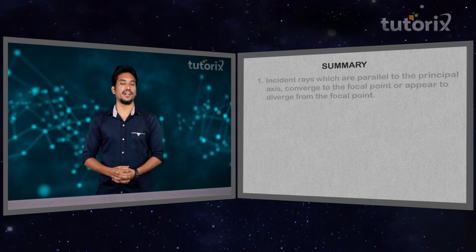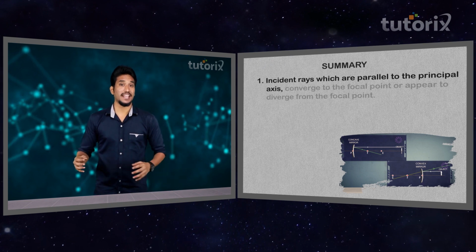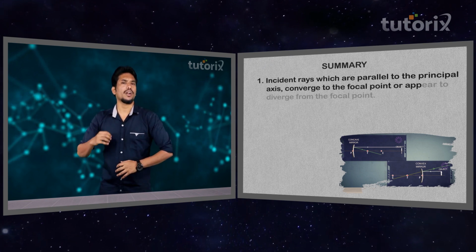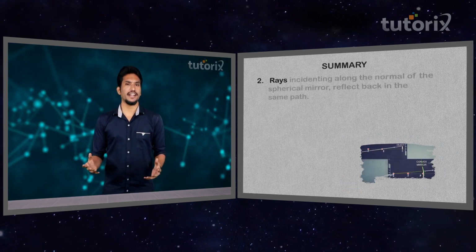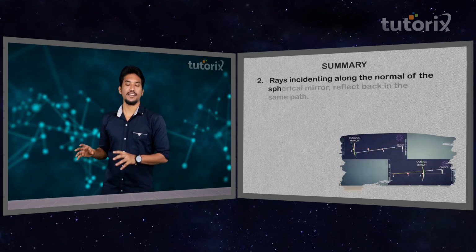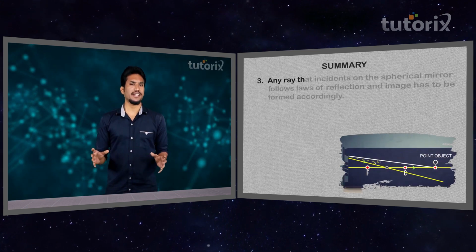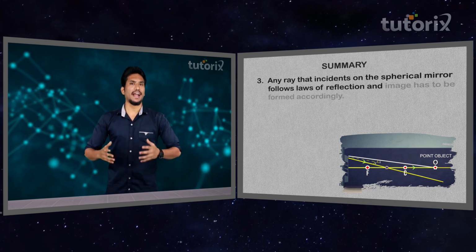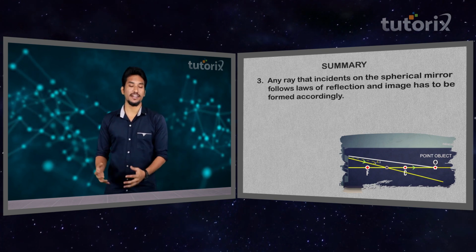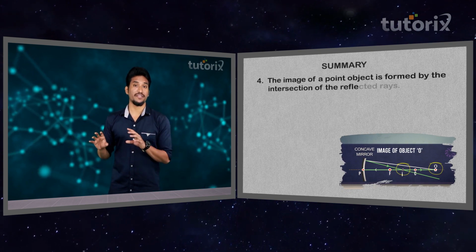The first thing that we have learned is that incident rays which are parallel to the principal axis converge to the focal point or appear to diverge from the focal point. Rays incident along the normal of the spherical mirror reflect back in the same path. Any ray that is incident on the spherical mirror follows the laws of reflection and the image has to be formed accordingly. The image of a point object is formed by the intersection of the reflected rays.